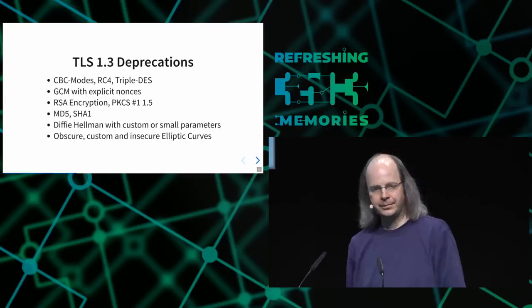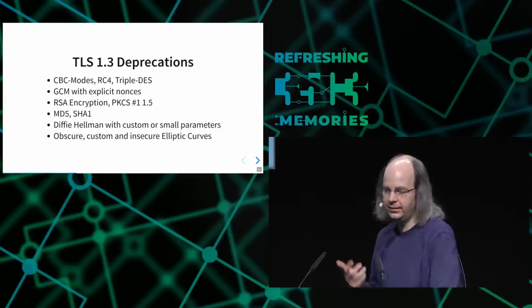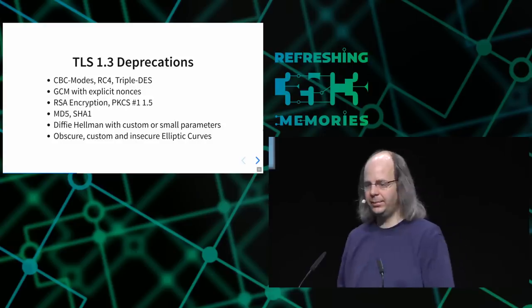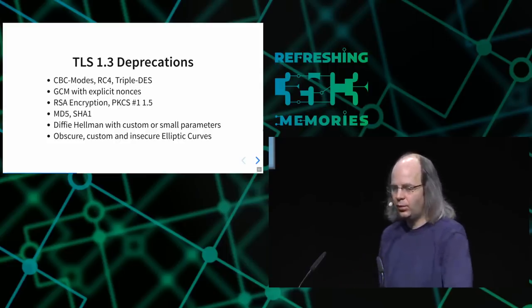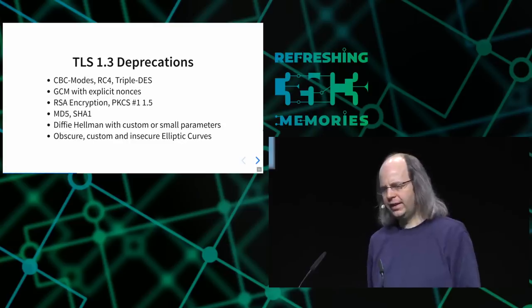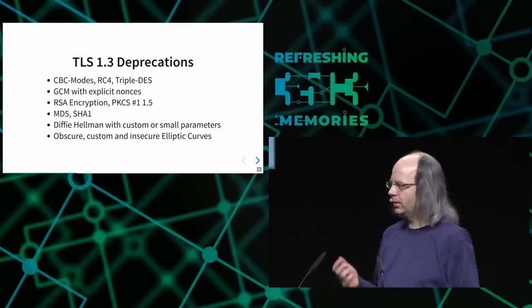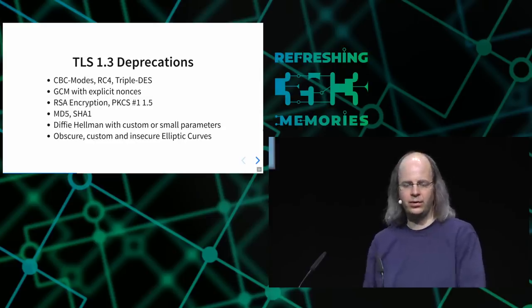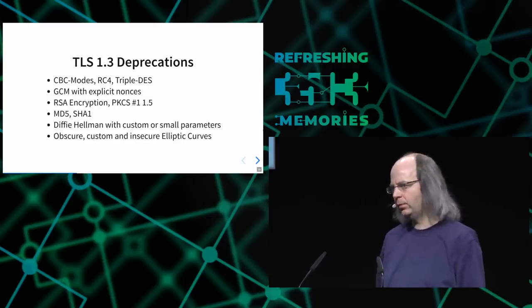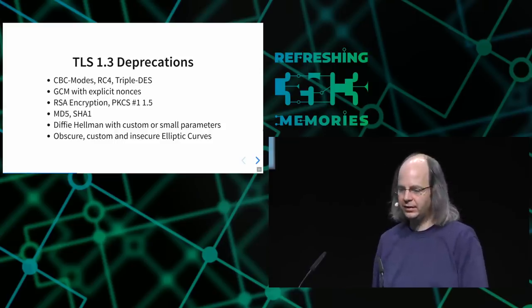So the main change in TLS 1.3 was that a lot of things were deprecated. So we no longer have these CBC modes. We no longer have RC4, which is another cipher which was problematic. We no longer have triple DES, which has these small block sizes. We still use GCM, but we no longer use it with an explicit nonce, which also turned out to be problematic. We completely remove RSA encryption. We still use RSA, but only for signatures.